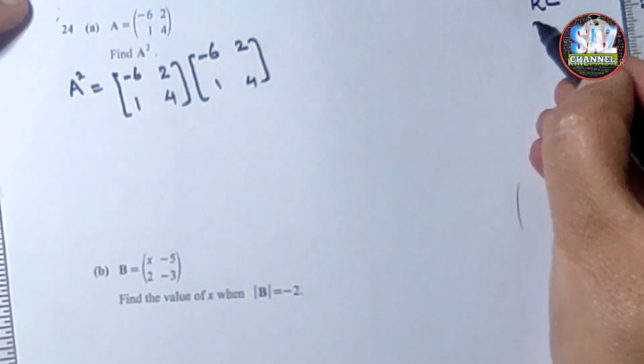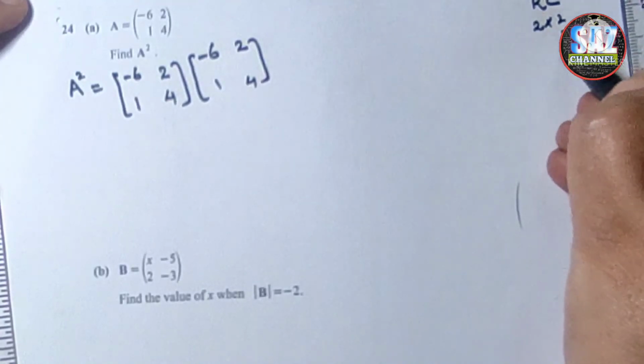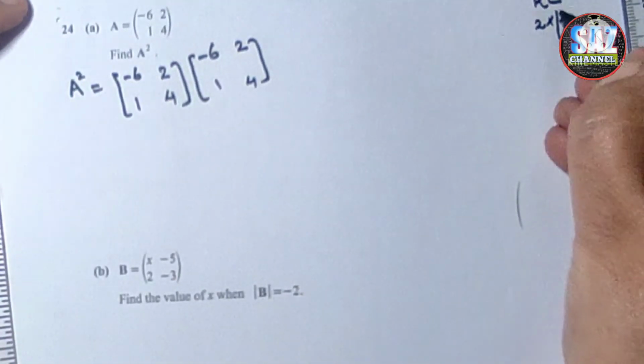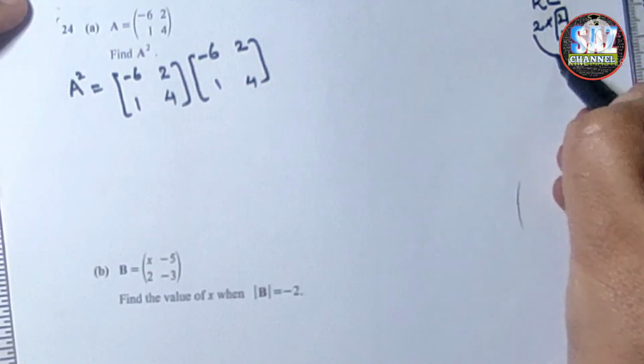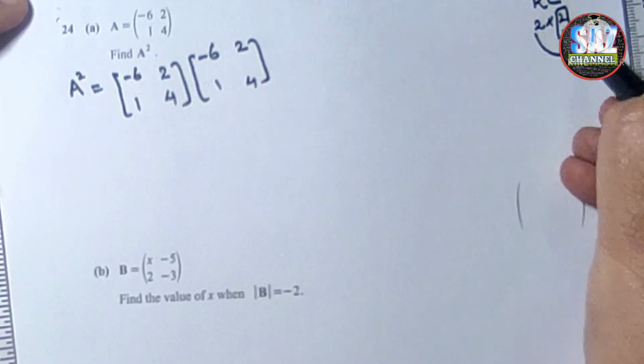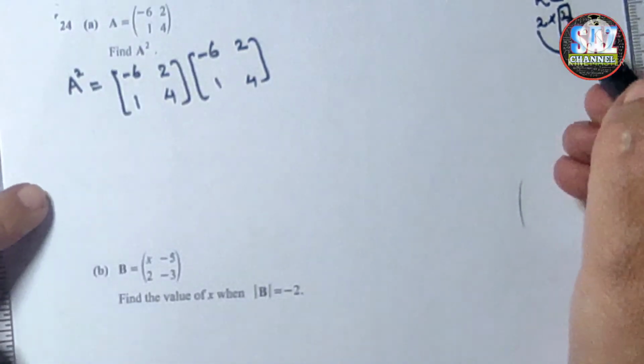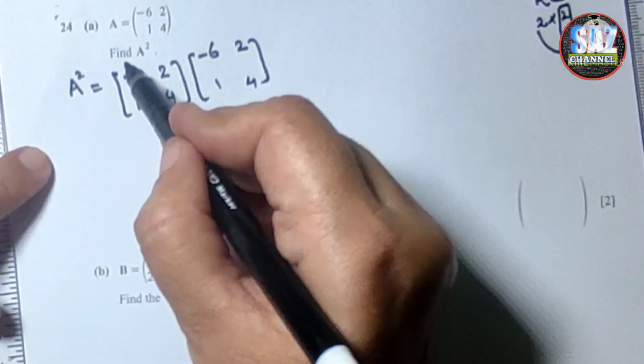RC rule: both are 2 by 2 matrices, so the columns of the first are equal to the rows of the second, and we can multiply them, and the resultant or the answer matrix will also be of order 2 by 2. So let's go for RC carefully.